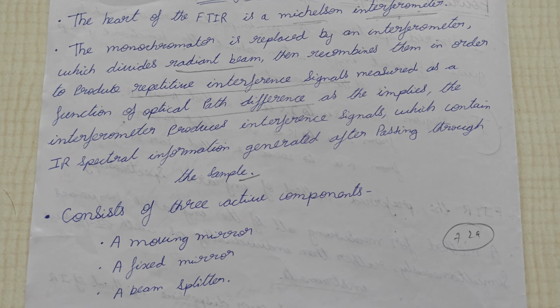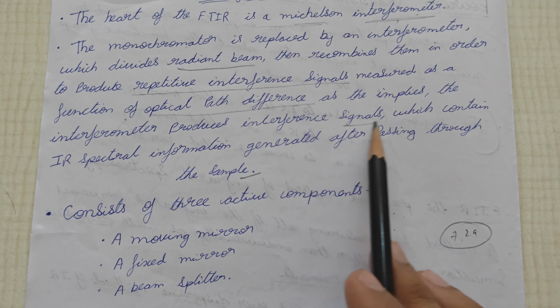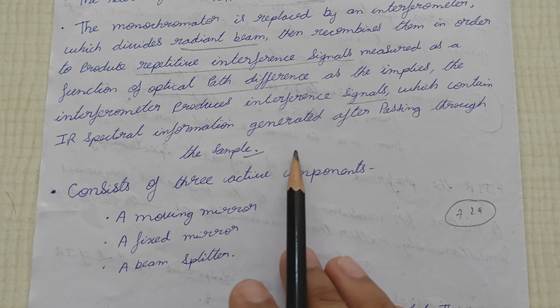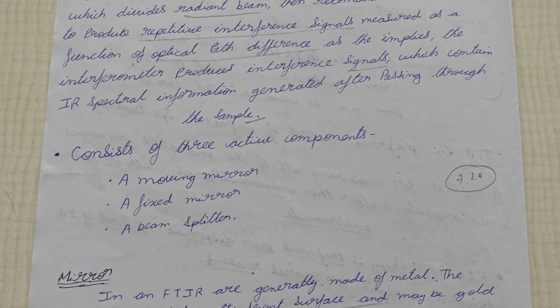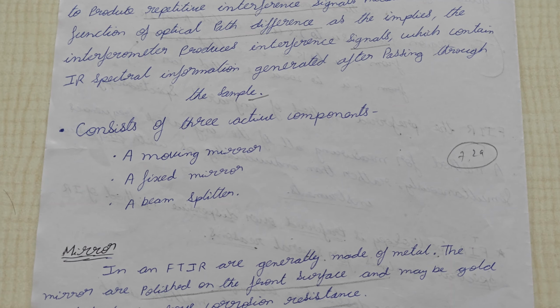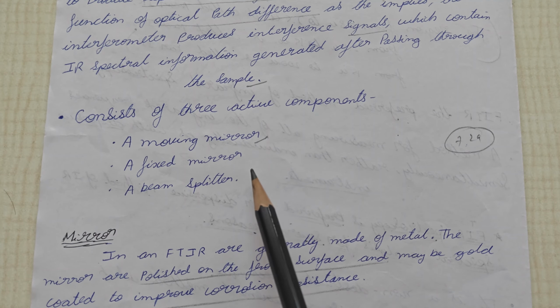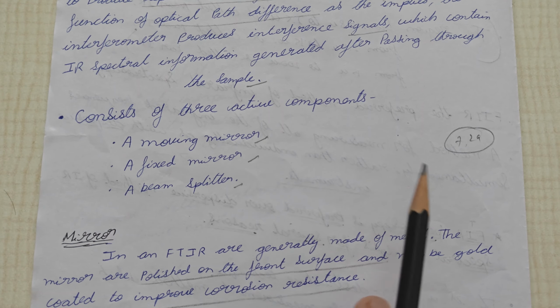After the division, they are sent into the sample, and the result produces signals after passing through the sample. I think I've understood the main topic. Now I'll explain the instrumentation of the interferometer. It contains a moving mirror, a fixed mirror, and a beam splitter.